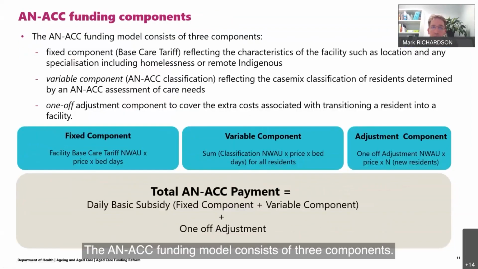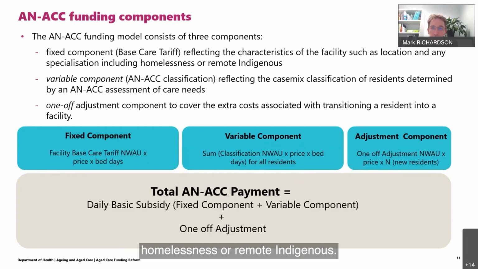The AN-ACC funding model consists of 3 components. First, a fixed component or base care tariff, reflecting the characteristics of a facility, such as location and any specialisation, including homelessness or remote Indigenous. This fixed component is not recognised in ACFI and it allows for a more equitable distribution of funding, as I mentioned earlier.